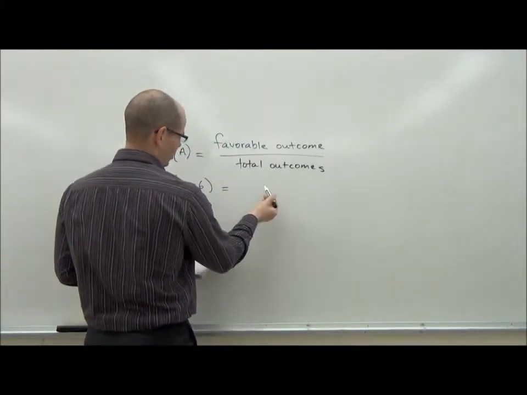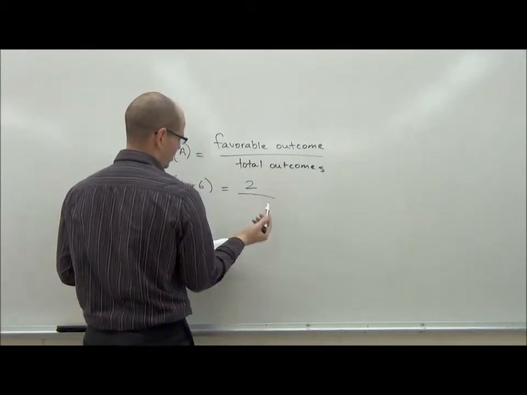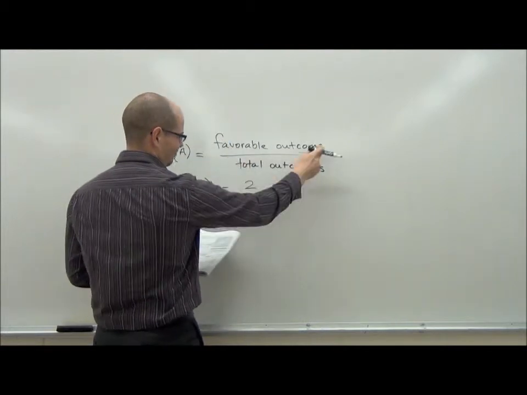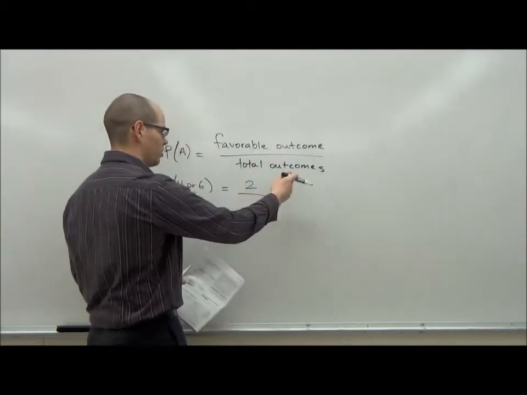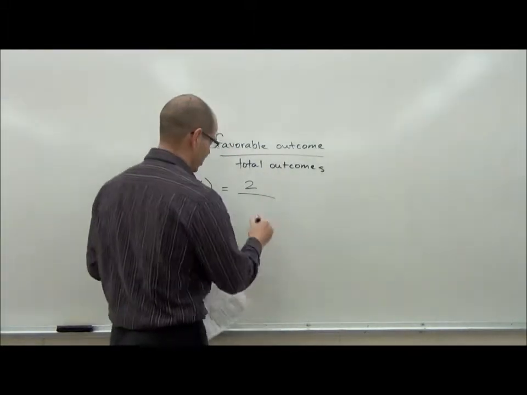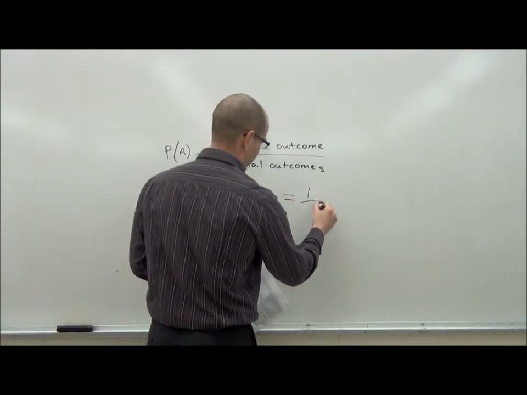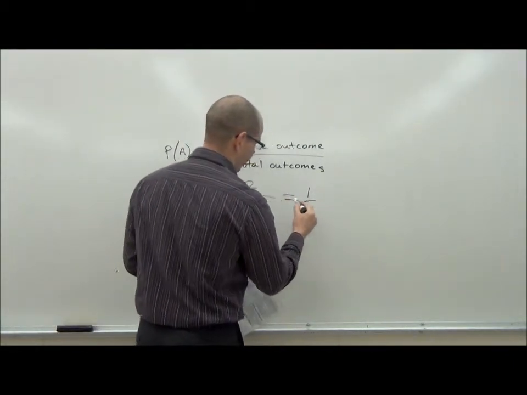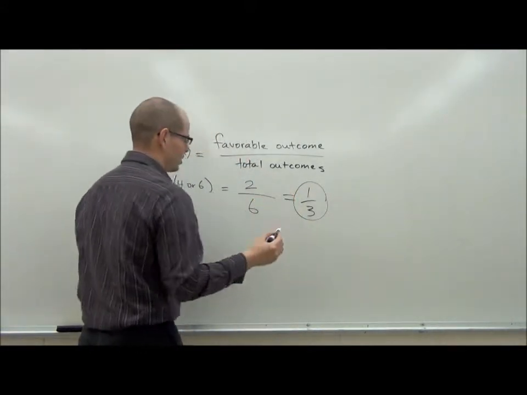There's only 2 possibilities, so my favorable outcome is 2. It can either be a 4 or 6, so there's 2 successful outcomes, if you want to call it that. Now what are our total? Well, read carefully. It says it's a 6-sided die, so there's 6 total choices. Okay, so if I put that in those terms, I'm just left with 1/3. This is the chance of actually getting a 4 or 6.